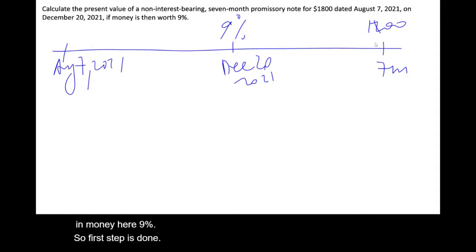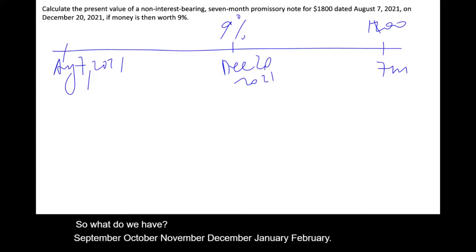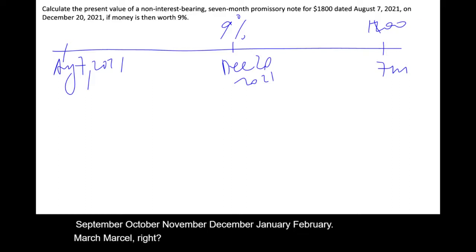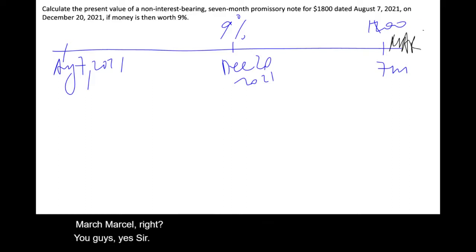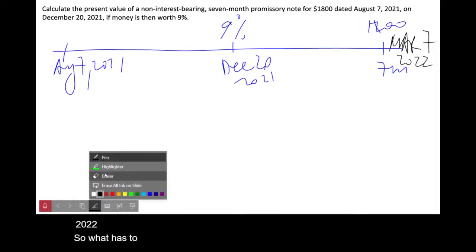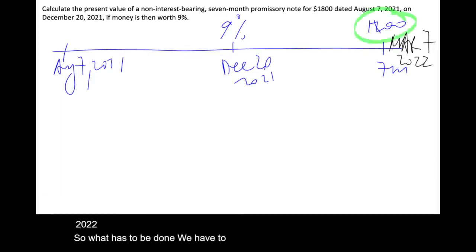Next step is to know the due date. So August 7, 7 months. What do we have? September, October, November, December, January, February, March. March 7, right? Guys, yes or no? 2022. So what has to be done? We have to take this and put it here.